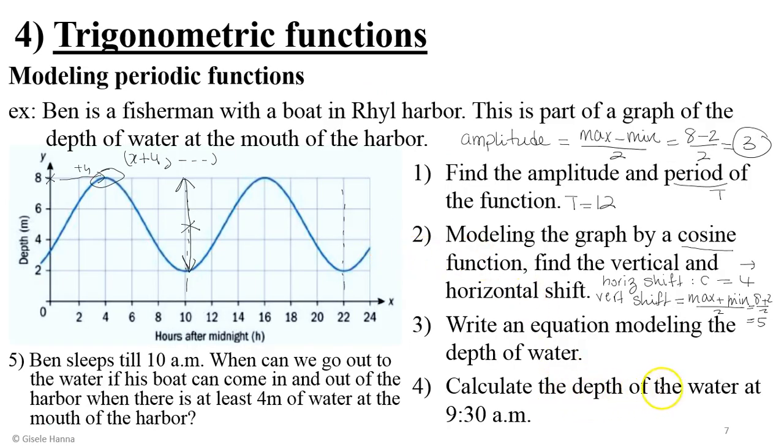Now we need to calculate the depth of the water at 9:30. Calculating that would in fact mean using the equation you just determined, not graphically. Because they said calculate; if they said give, you could refer to the graph and estimate the depth of the water at 9:30. So 9:30 a.m. would actually correspond to x equals 9.5 on the number line.